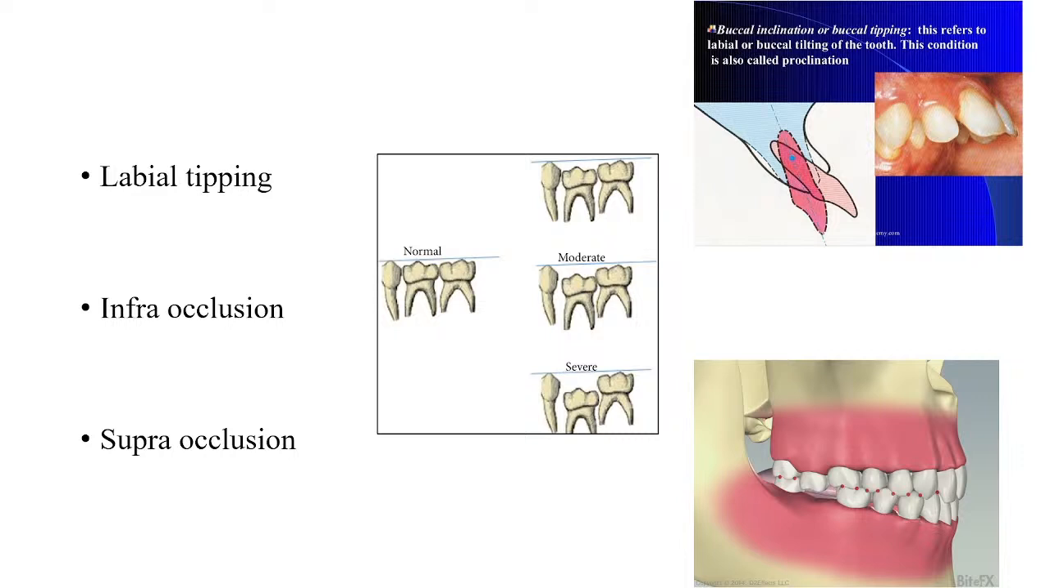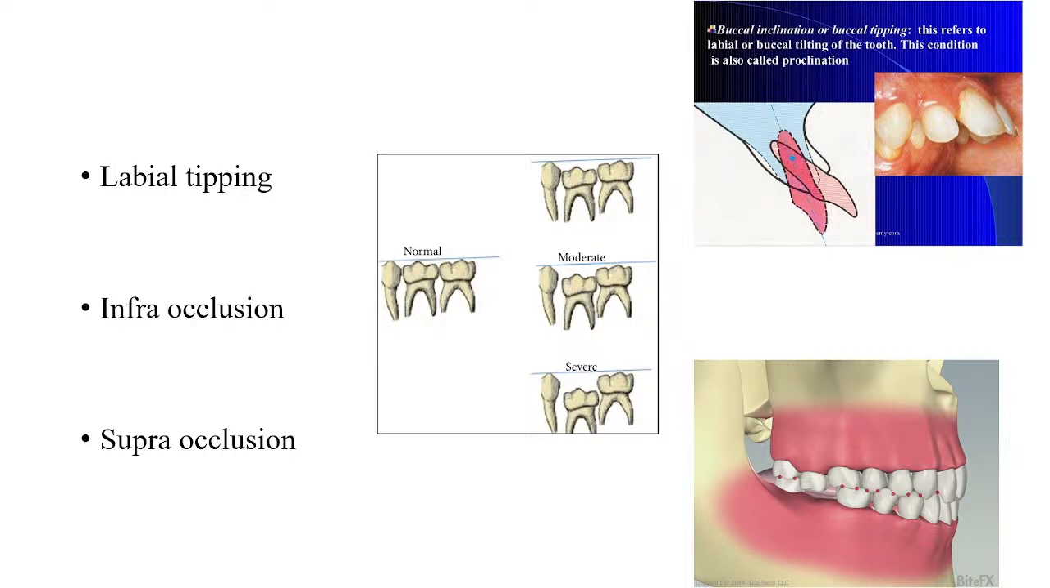Infraocclusion means it is below the occlusion surfaces, or it could be a supraocclusion. So when can we see a supraocclusion? I just told you. So this is how your teeth will be, upper and the lower teeth. Infraocclusion means this tooth is below the occlusal surface. This is the occlusal plane. The lower tooth or the upper tooth is below. Supraocclusion means that the tooth is crossing the occlusal plane.